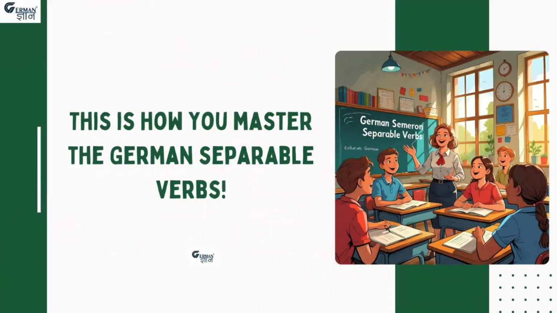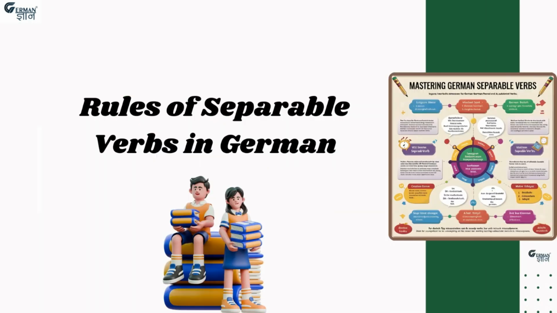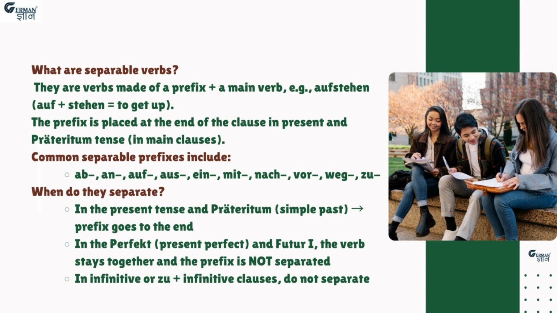So why waste time? Let's get into this video. This is how you can master all the separable verbs in German language. Rules of separable verbs in German, means Trennbare Verben. Now the first question is, what are separable verbs?